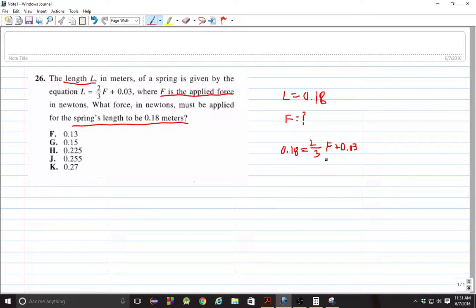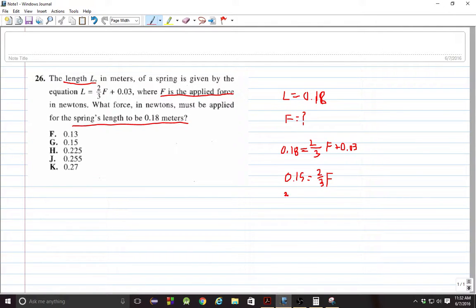Okay. So now all we've got to do is solve for F. So we do 0.18 minus 0.03, which gives us 0.15. 0.15 equals 2/3 F. You can also use a calculator for this, but I prefer not. And then we divide each side by 2/3. This is the same as multiplying 0.15 by 3 over 2.